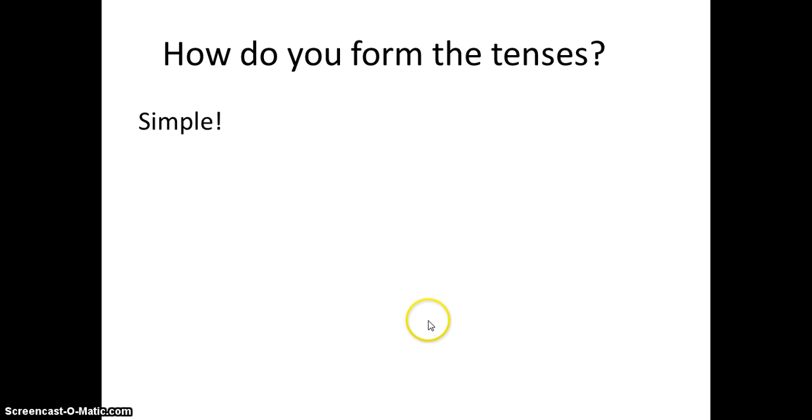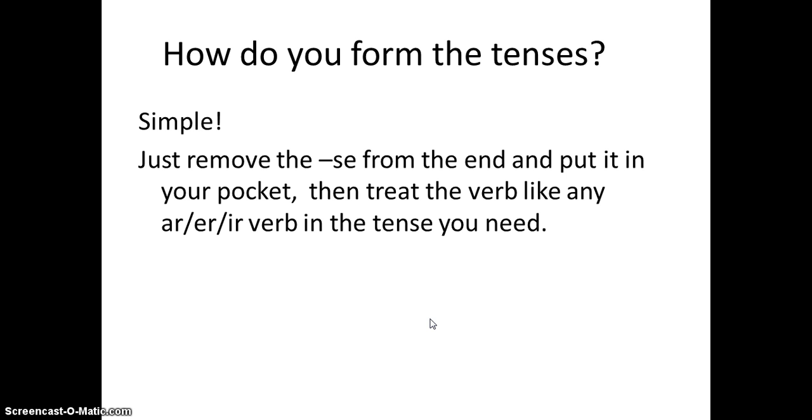So how do you form them? It's really, really easy. Lots of my students still remember how to do this. What you do is take the se off the end and you put it in your pocket. Why do you do that? Because you know you've got to use it later on. And then you treat your verb like any ar, er, or ir verb in the tense that you need. Some reflexives are radical changing, so you may need to have a look at the radical changing video for this, but generally they follow the normal rules.